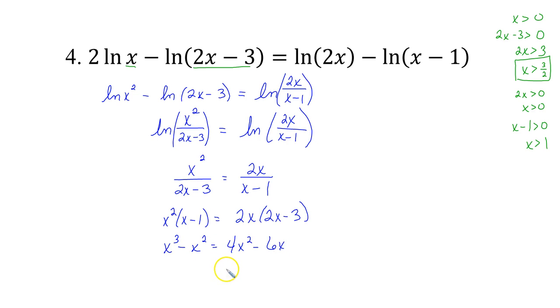It is a polynomial equation which we are going to solve by moving everything to the left-hand side. This will give us x cubed. Subtracting 4x squared from both sides gives us minus 5x squared, and adding 6x to both sides gives us plus 6x, and this is equal to 0. In order to solve this, it is not quadratic, but it does have a greatest common factor. So we can factor an x out. That's going to give me x on the outside, and then on the inside of the parentheses, I have x squared minus 5x plus 6, and this is equal to 0.